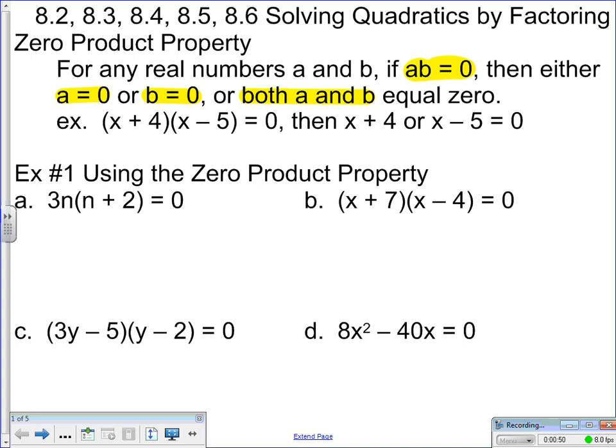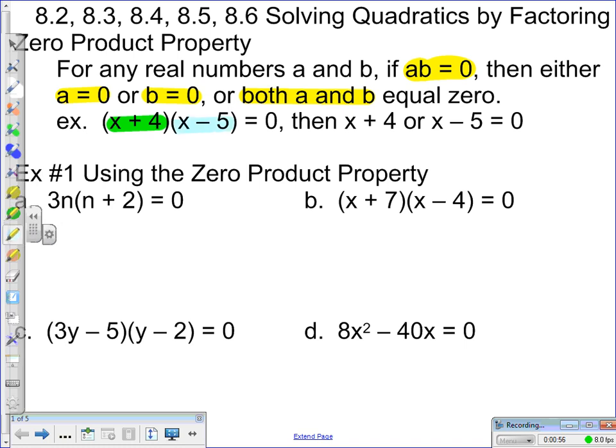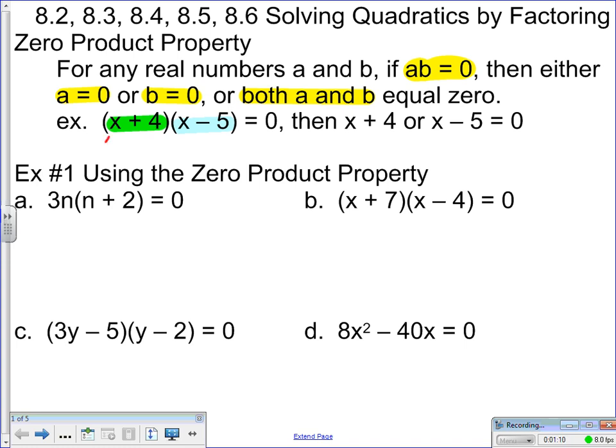So x plus 4 times x minus 5 equals 0. So one of those parentheses has to be 0. Either x plus 4 is 0 or x minus 5 is 0. So we can either set up a little equation to solve each one, or some of these are small enough we can figure out in our head.